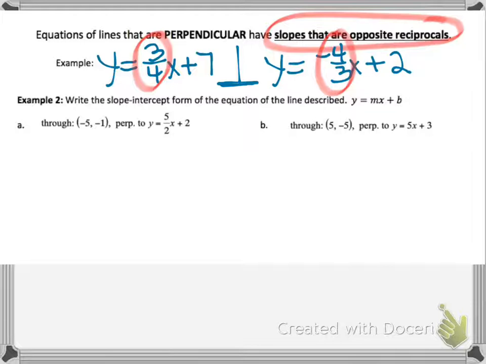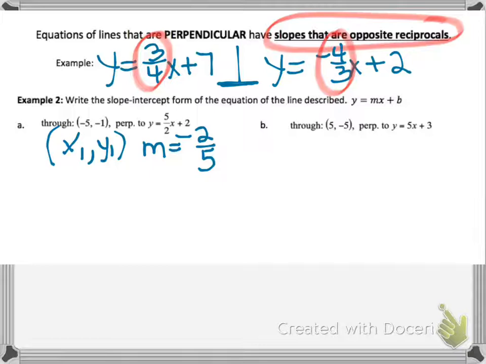So here's an example. I want you to write in slope-intercept form the equation of the line that goes through the point -5, -1. So again, this is my x sub 1 coordinate, and this is my y sub 1 coordinate. And that is perpendicular to the line y equals 5/2 x plus 2. Now in the last ones where we did the parallel, we just took the exact slope and used it again. But here, we're going to take that 5/2, flip it, and change the sign. So the sign will be negative and the fraction will now be 2/5. So that's going to be our new slope.